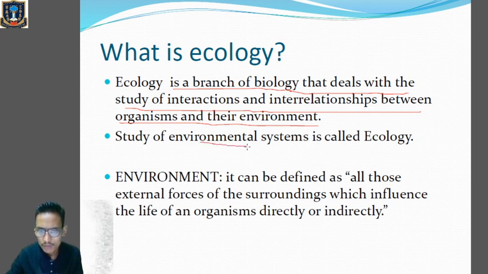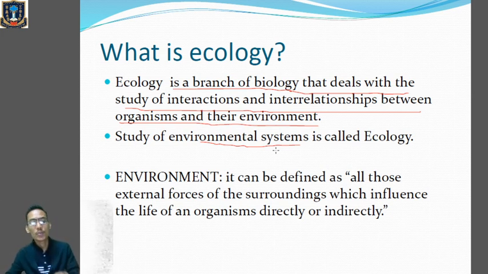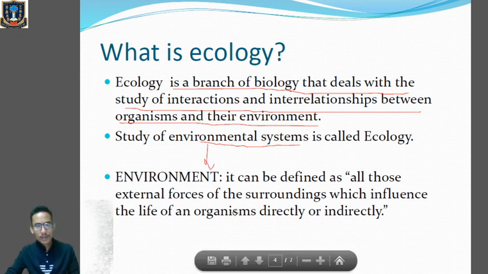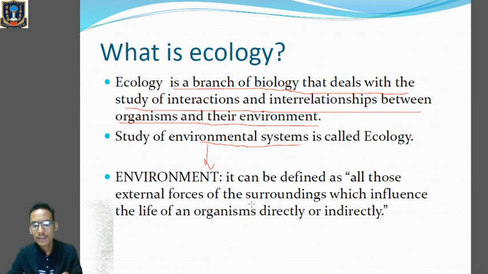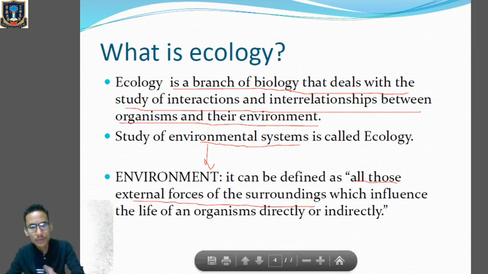So here the words that come are environment and system. So the study of the environmental system is called ecology, where we are going to learn about the interrelationship and the interaction of the living organisms among themselves along with the environment where they used to live or survive. So what does the word environment mean? Okay. So environment in simple terms can be defined as all those external forces of the surroundings, that means the place where we live, where we are present.